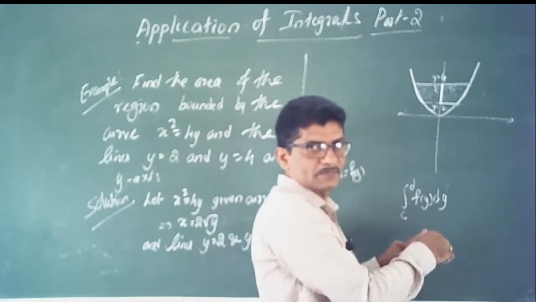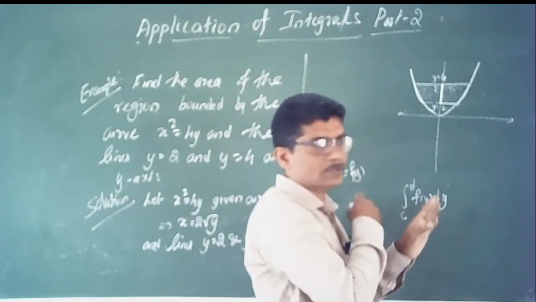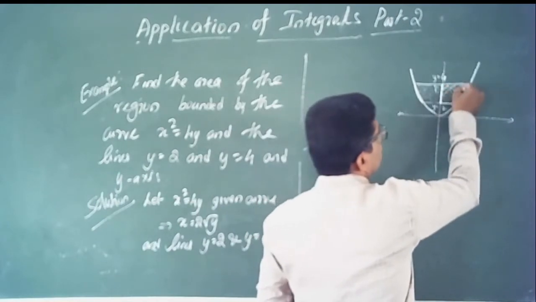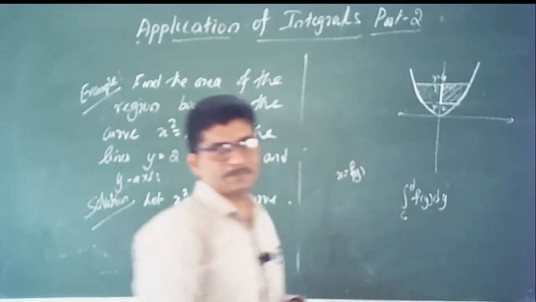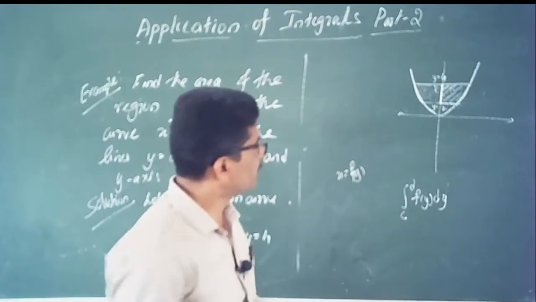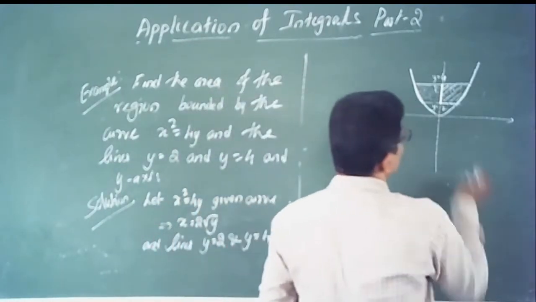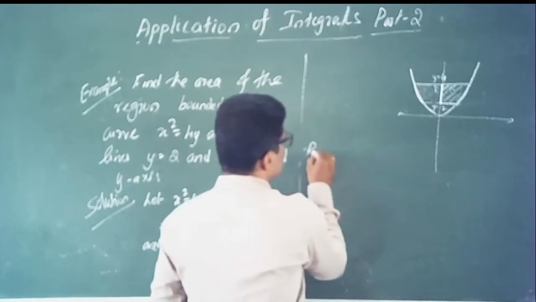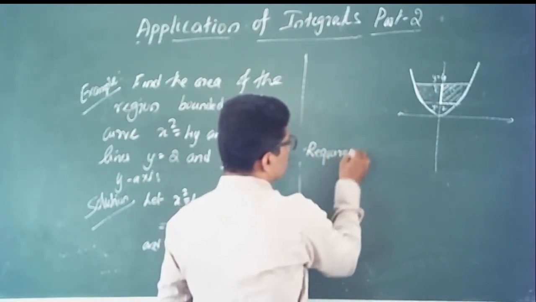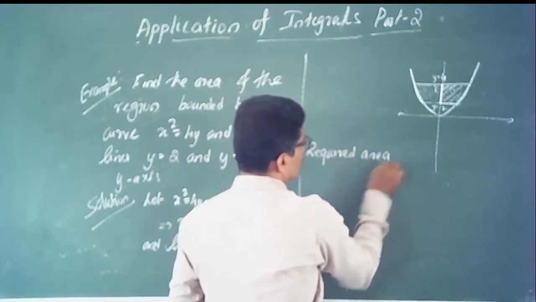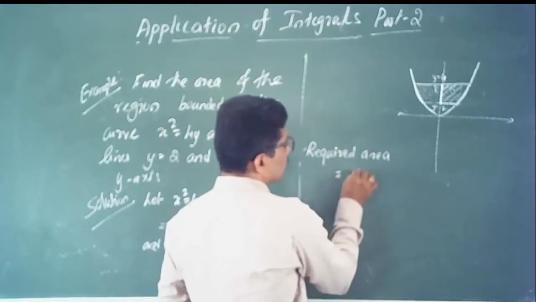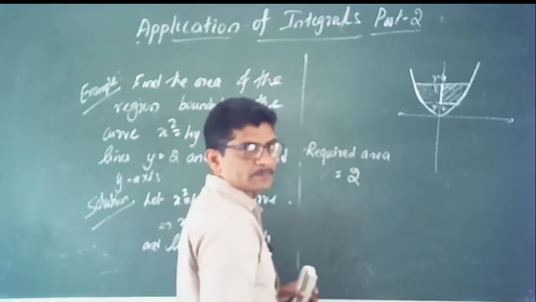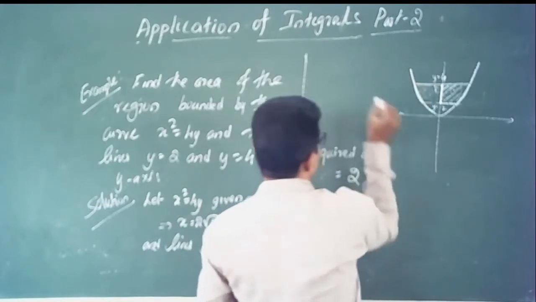It is clear because the curve is symmetric with respect to the y-axis. Therefore, first find this area. It means this area is exactly equal to this area. Therefore, the required area is equal to 2 times the area on one side.